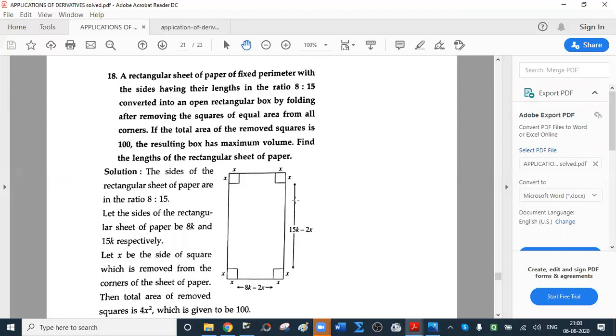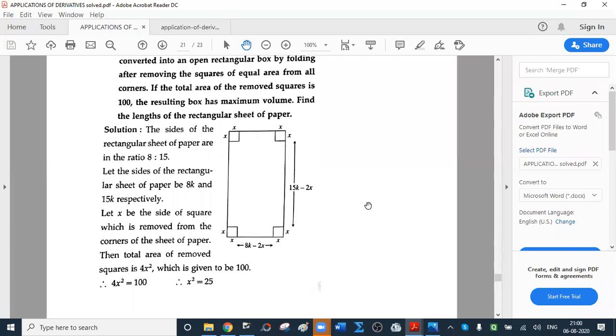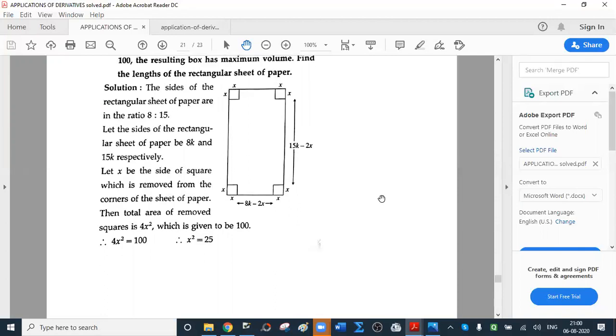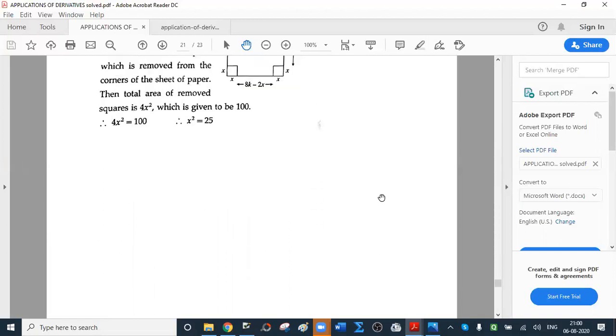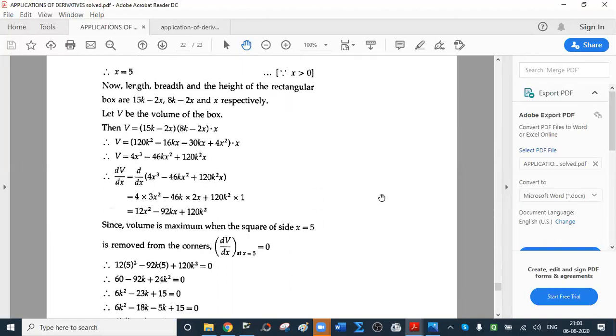Okay. Now the solution. Just listen to me. The sides of the rectangular sheet of paper are in which ratio? 8 is to 15. So we take them as what? 8K, 15K. Let x be the side of the square which is removed from the corners. The total area of the removed squares will be what? X square plus x square plus x square plus x square. That is 4x square, which is given to be 100. As 4x square equal to 100, x square equal to 25. So what is x? X is nothing but 5, because x is greater than 0.